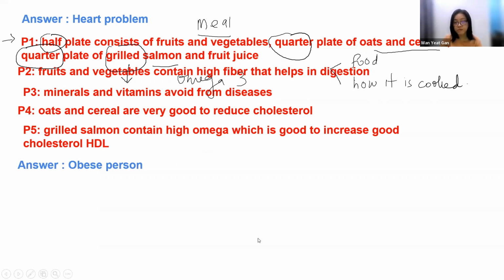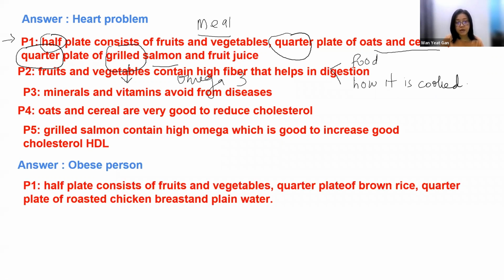Okay, let's look at the obese person now. Now, the obese person has a problem with his weight, so he has to reduce his weight. Okay, so his half plate must consist of fruits and vegetables. That's common for everyone. Quarter plate of brown rice. Okay, now brown rice has less sugar. Okay, less starch. So that would help with the obese person. Quarter plate of roasted chicken. Okay, so this is the protein part. So the suggestion is to take breast meat.